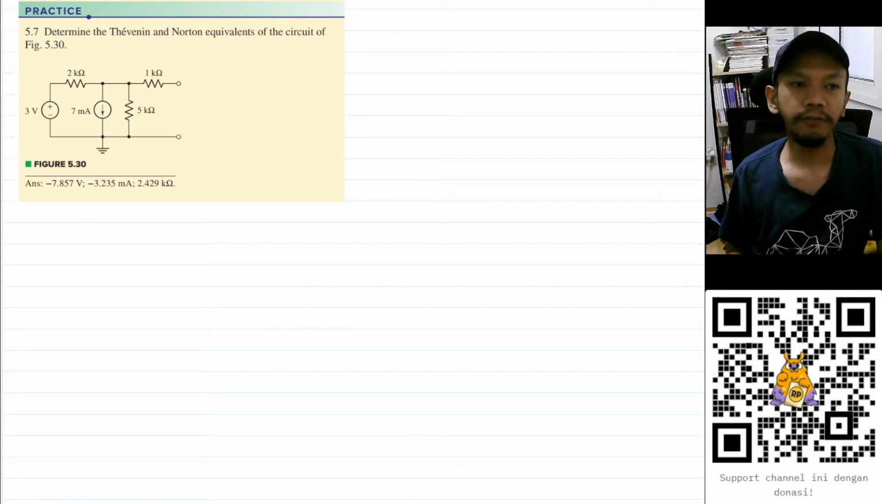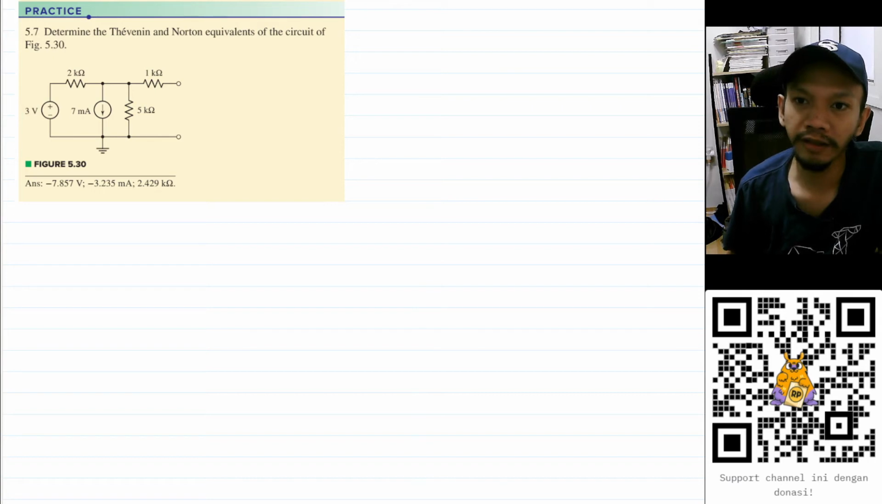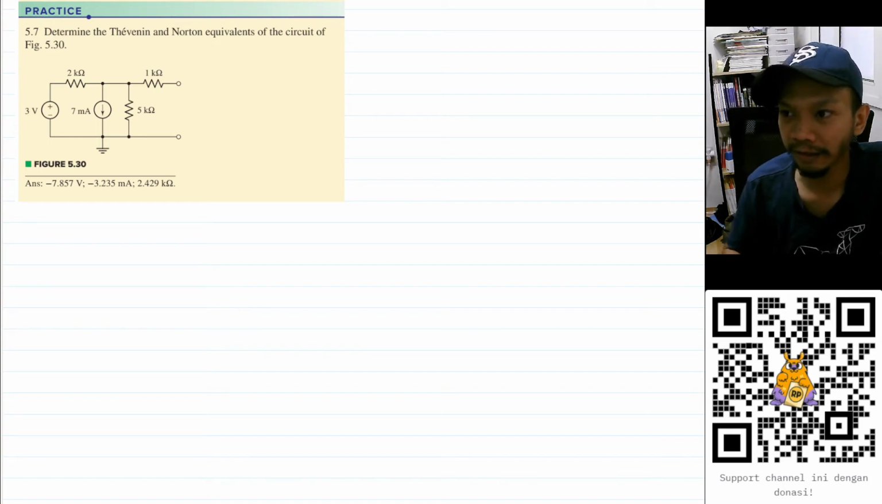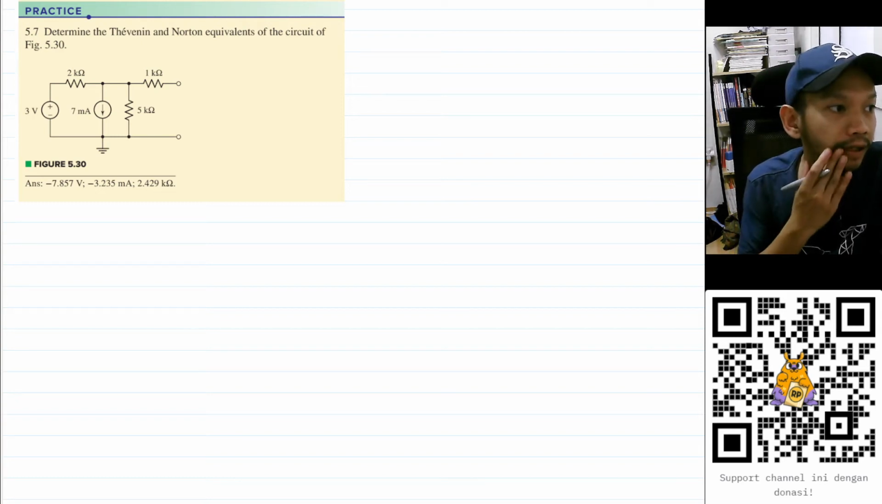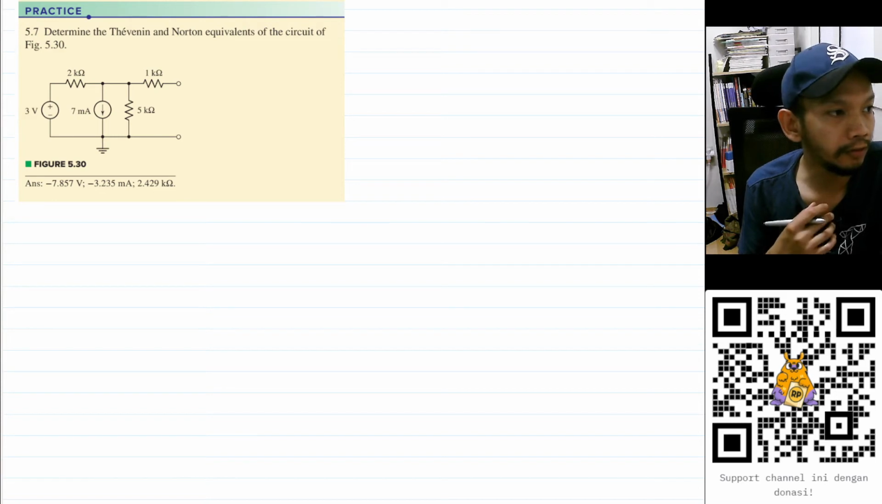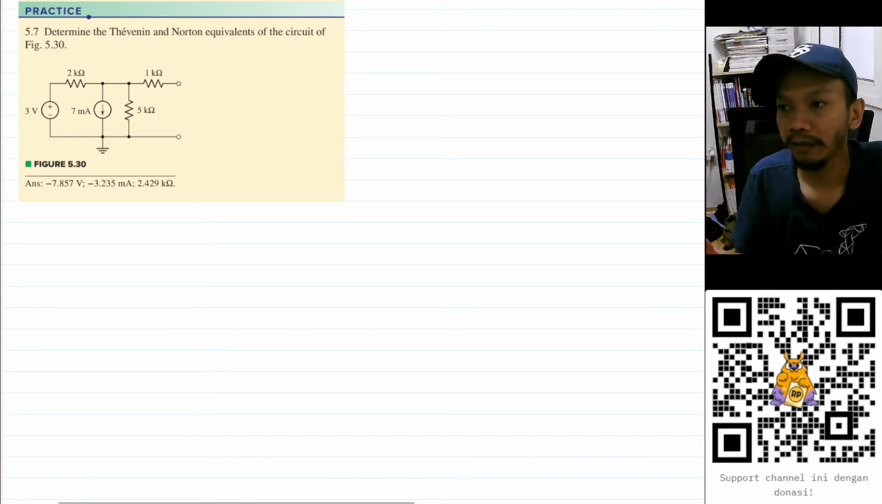Okay, hello everyone. We are going to solve problem 5.7 from Hayt's book. Determine the Thevenin and Norton equivalence of the circuit of this figure. Okay, finding Thevenin and Norton equivalent. If we find the Thevenin equivalent, we can find the Norton equivalent and vice versa. But in this case, I think it is easier to find the Norton equivalent first.